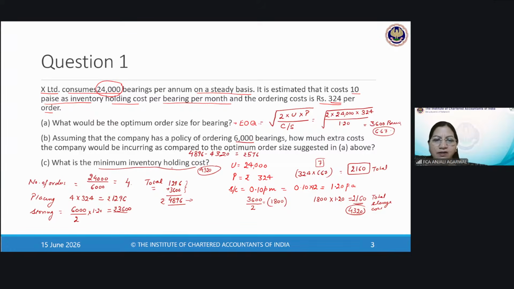If we use the EOQ, and 4,320 is the total cost, holding cost would be 2,160. Okay. So I hope this is clear.